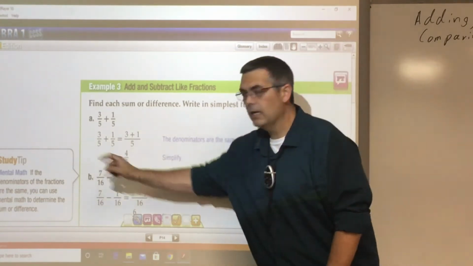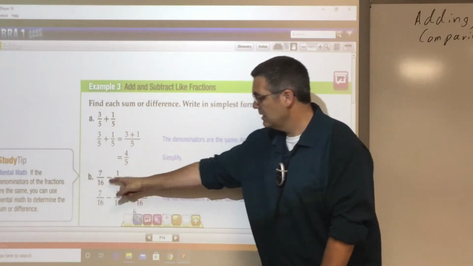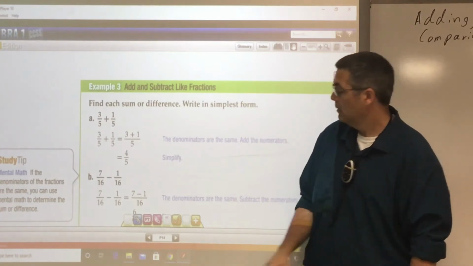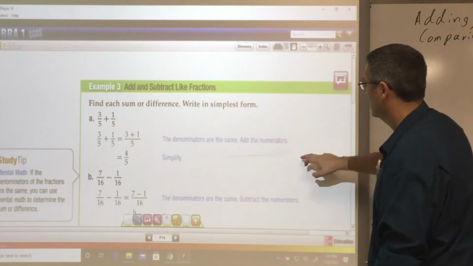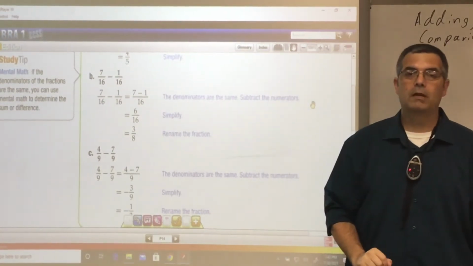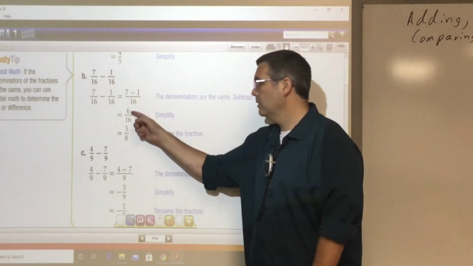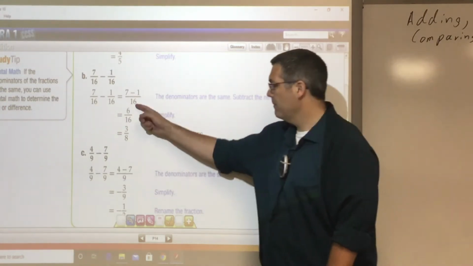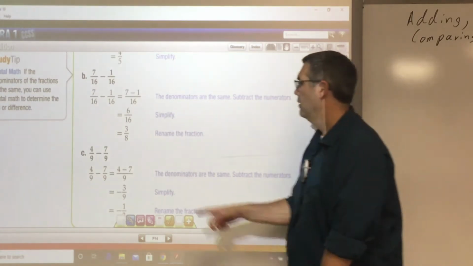If you have a common denominator, that's the key there. Now you're subtracting, 7/16 minus 1/16. Common denominator, we're good. 7 minus 1 over 16, well, 7 minus 1 is 6 over 16, but you always have to simplify. Make sure you reduce your answer. So what did they do here to reduce this? They divided by 2. They divided the top and the bottom by the same number in order to reduce it. So you got 3/8.